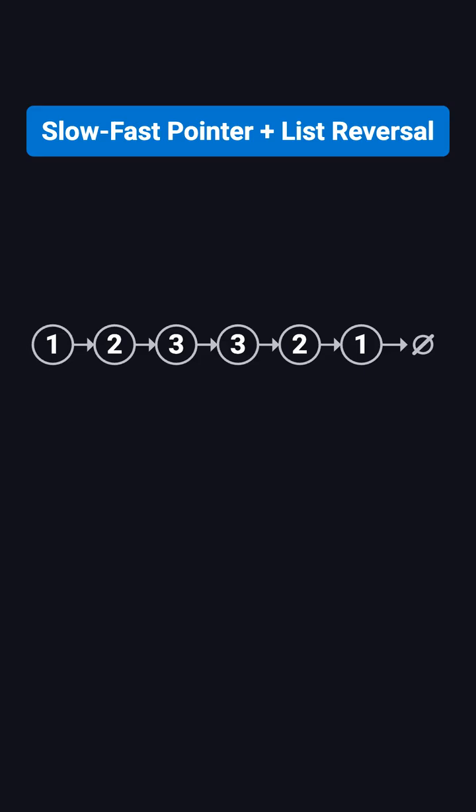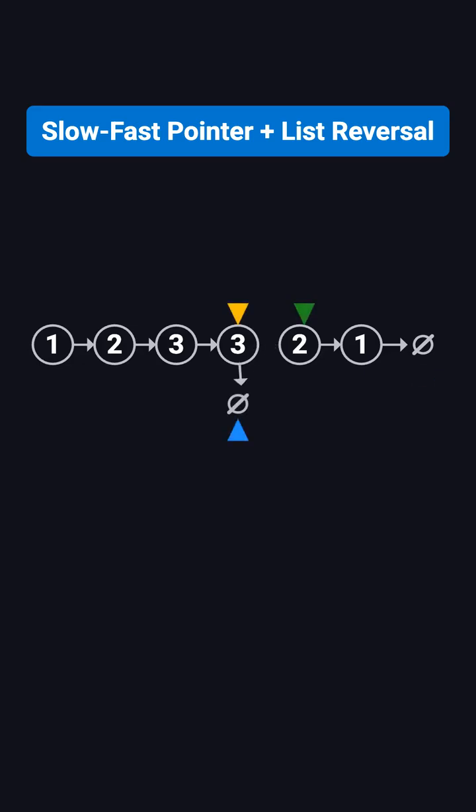Let's walk through the idea using the list 1, 2, 3, 3, 2, 1. Step 1, use the fast and slow pointer technique to find the middle of the list. The slow pointer moves one step at a time, while the fast pointer moves two steps. When the fast pointer reaches null, the slow pointer stops at the second 3, which is the middle.